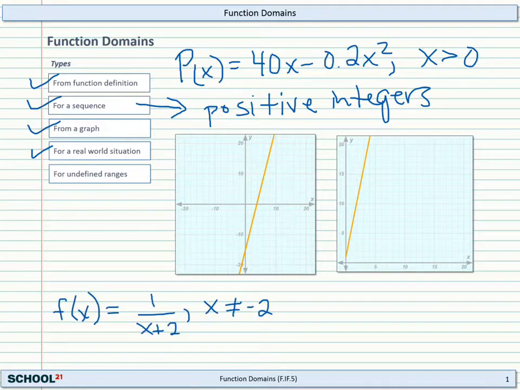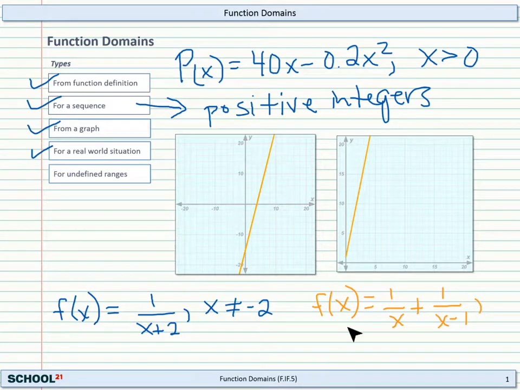Sometimes there will be a restriction on the domain of a function based on the function itself. For instance, here we see that x cannot equal negative 2. Why would that be for this function? Well, if x did equal negative 2, then we would have negative 2 plus 2. This would be 0 in the denominator of a fraction. We'd be dividing by 0, and that's undefined. So this function calls out the fact that x should not equal negative 2.